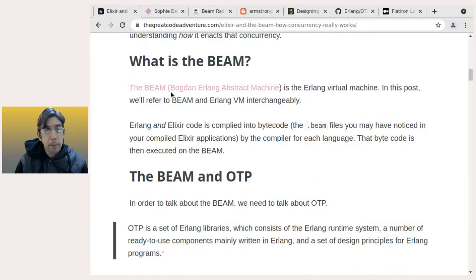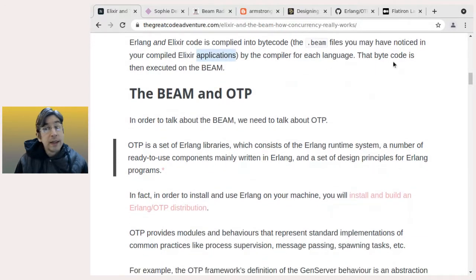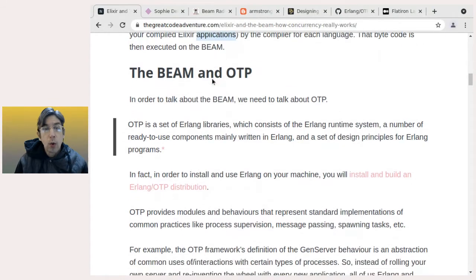The BEAM is Bogdan's Erlang Abstract Machine. It is the Erlang virtual machine. So, it's a virtual machine for another language. In this post, we will refer to BEAM and Erlang VM interchangeably. Erlang and Elixir, and of course other languages in the BEAM ecosystem, are compiled into bytecode, the .beam files you may have noticed in your compiled Elixir applications, by the compiler for each language. That bytecode is then executed on the BEAM.